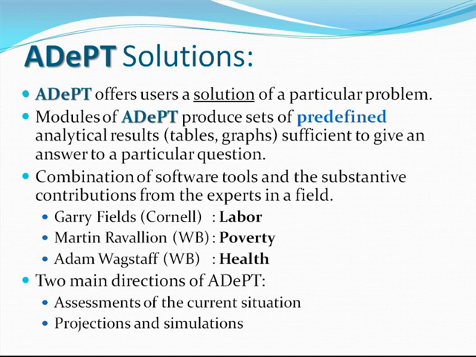ADEPT is a combination of software tools and their substantive contributions from the expert in the field. ADEPT Labor is based on the guidelines for the analysis of the labor market in developing countries by Gary Fields from Cornell University. ADEPT Poverty was developed in close cooperation with Martin Ravallion, the world-leading expert in poverty and inequality analysis. A book by Adam Wagstaff was a basis for ADEPT Health module. We are working on the new module for the different fields of applied economic analysis. We also plan to extend the functionality of ADEPT to the simulations and projections.